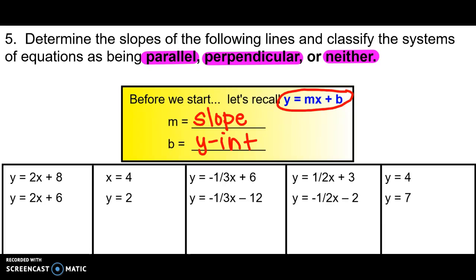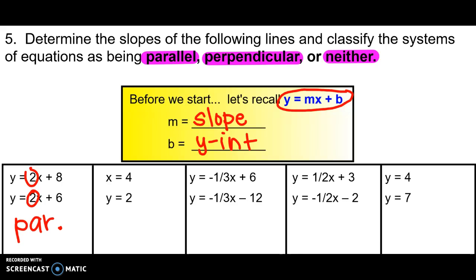So let's look at the first line. y equals 2x plus 8. Our slope is 2. And the second one, y equals 2x plus 6. Again, the slope is 2. The slopes are the same, which means these two lines are parallel.